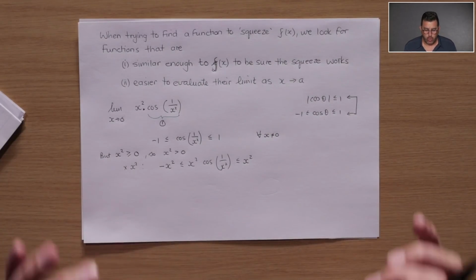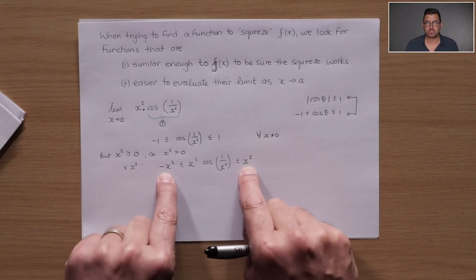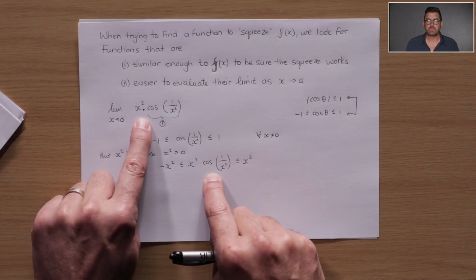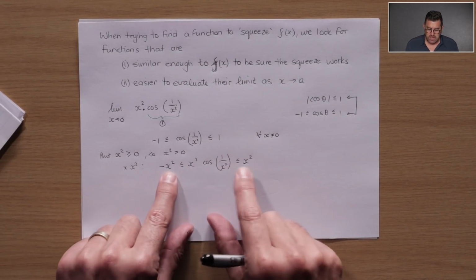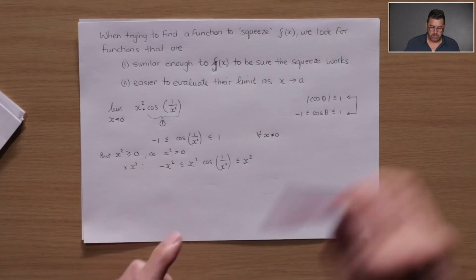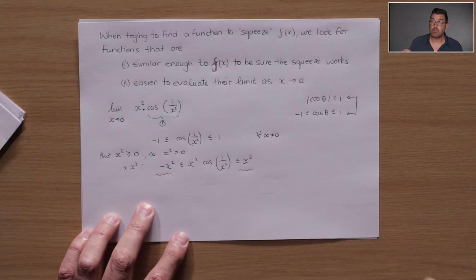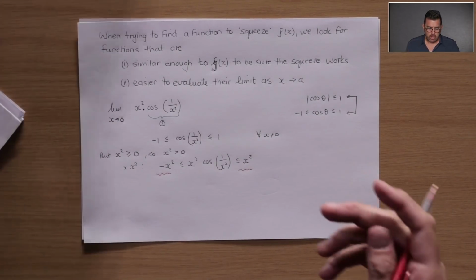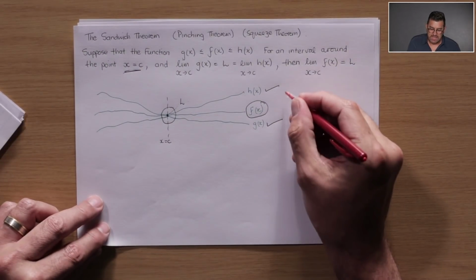And look at what we created. We found the two functions that will squeeze the function that we started with. The two functions that squeeze it are those two on the outside. I'm going to underline them in red because now we're going to zoom in on their behavior. Why? Look at our diagram again. We found those two in this case.